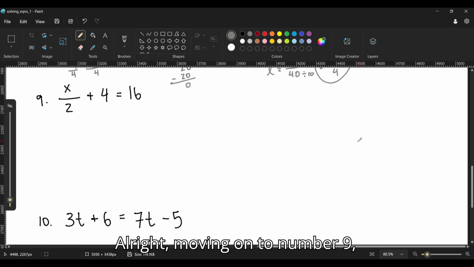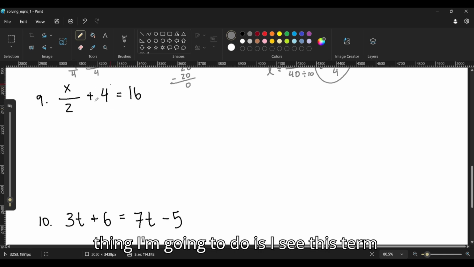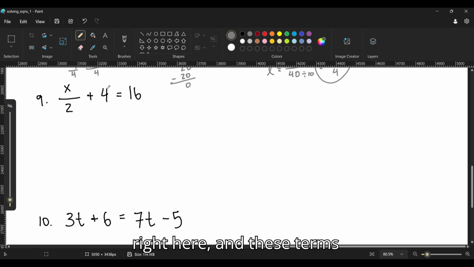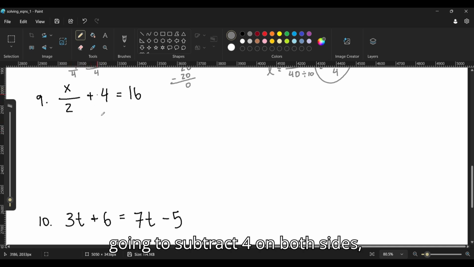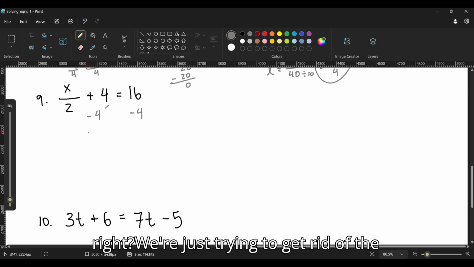Alright, moving on to number 9. x over 2 plus 4 equals 16. First thing I'm going to do is I see this term right here, and these terms are distinguished by addition or subtraction. So I'm going to subtract 4 on both sides. We're just trying to get rid of the 4.